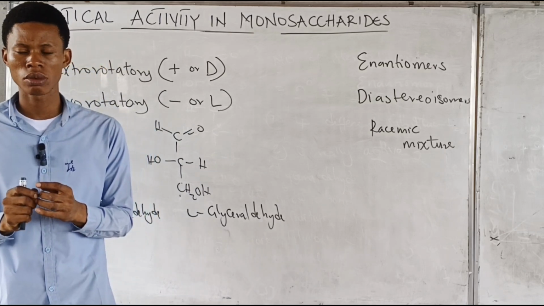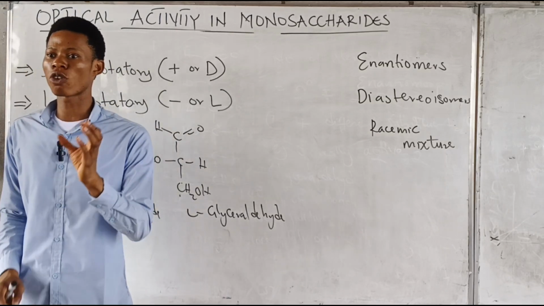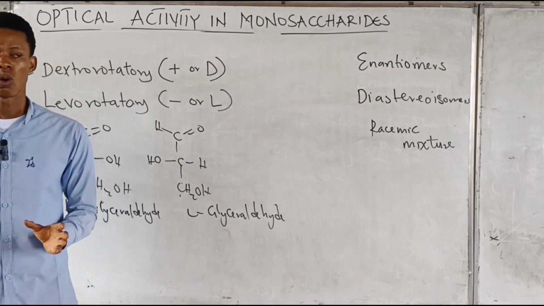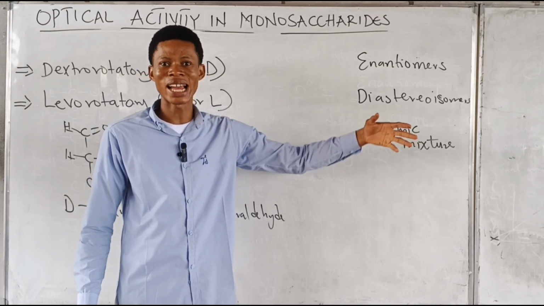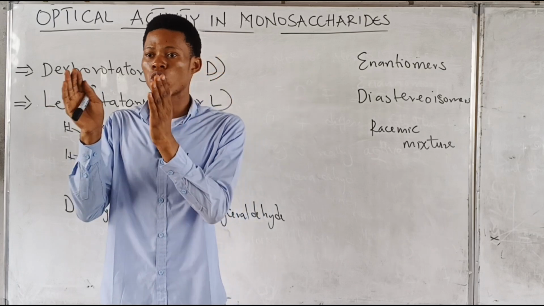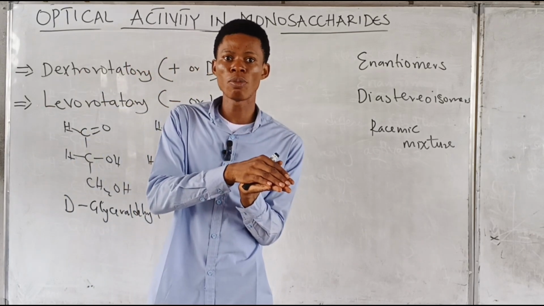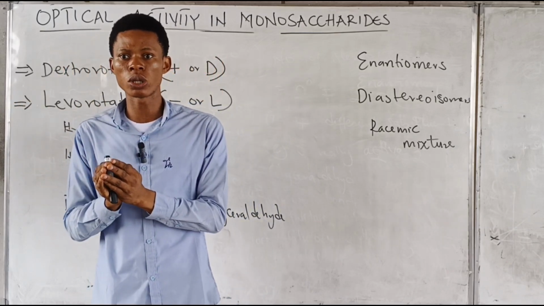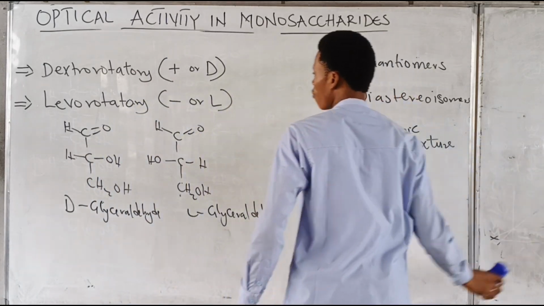Mirror images. But if we have a pair of optically active compounds that are not mirror images of themselves, we call that what? Diastereoisomers or diastereomers. So if the optical isomers you are mixing are mirror images, you call that what? Enantiomers. If the optical isomers you are mixing are not mirror images, you call that what? Diastereomers.